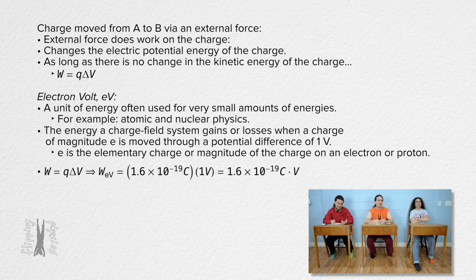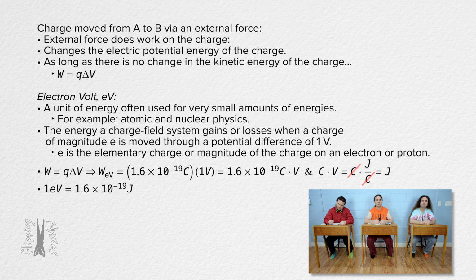And what is a coulomb volt? Well, a volt is a joule per coulomb. So coulombs cancel out and the units are joules. Right, it is energy. It is in joules. So 1 electron volt equals 1.6 times 10 to the negative 19 joules.